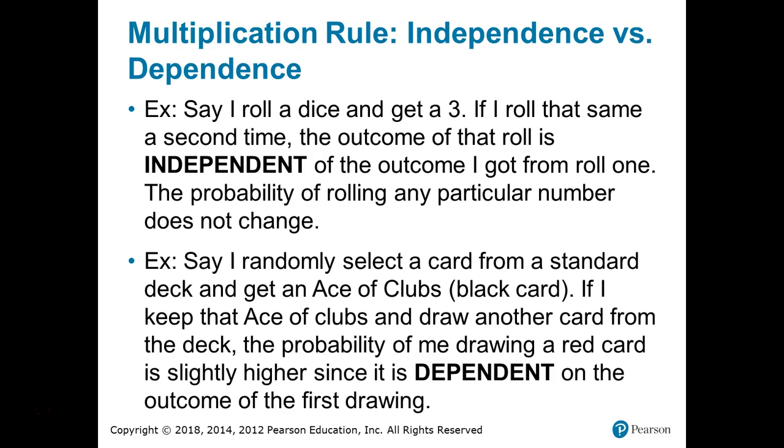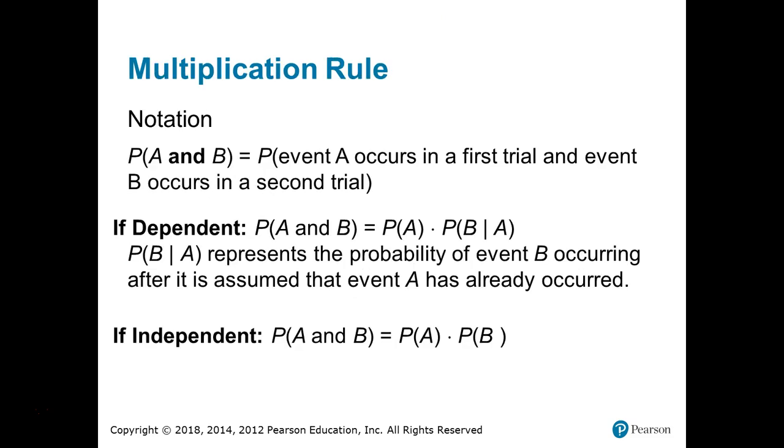Now, when I draw that second time, there's only 51 cards left in the deck, and there's a slightly higher chance of me getting a red card now that there's only one less black card in circulation. So, does that make sense? Let's look at that a little further in an example.